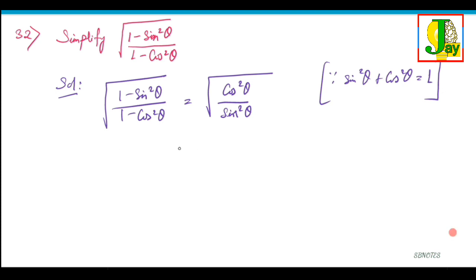You need to write the identity you are going to use. Okay, so that's root over (cos theta by sin theta) whole square. Both are squares. Root over cot square theta, cot theta whole square. So that's cot theta.